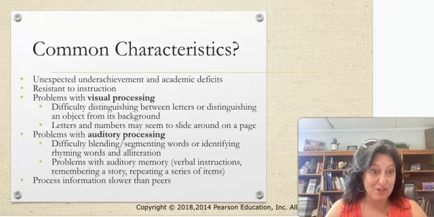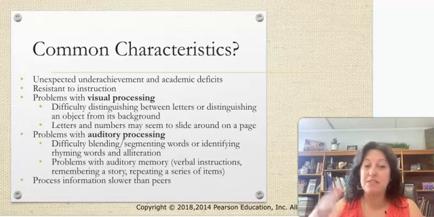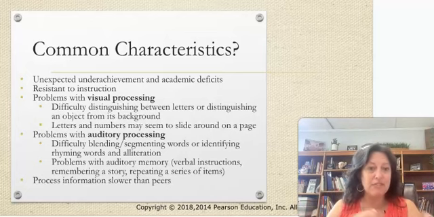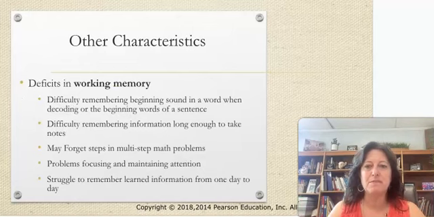So verbal instructions. You've given them 3 steps. They remember step 1, can't remember the other 2. Or remembering a story, the sequence of items in a story, or repeating a series of items. So these students, they tend to process information much slower than their peers.